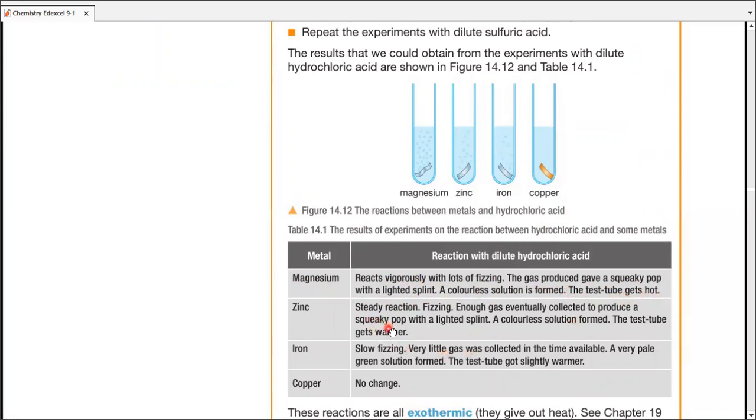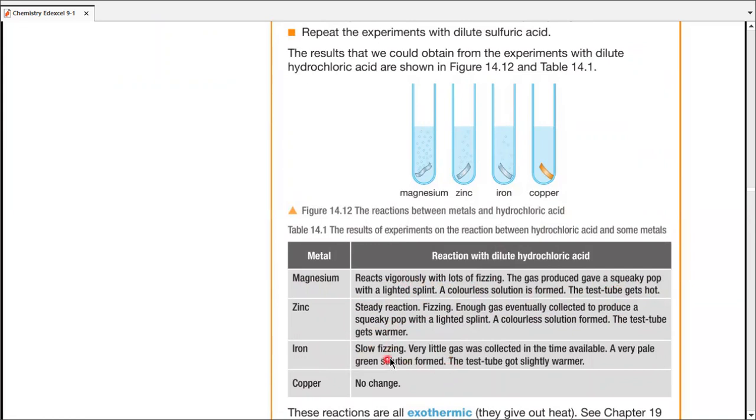Now, zinc gives a steady reaction, not vigorous, but a steady reaction. It gives fizzing. Enough gas is eventually collected to produce a squeaky pop with the lighted splint. A colorless solution does form. The test tube gets warmer, not hot, but warmer.